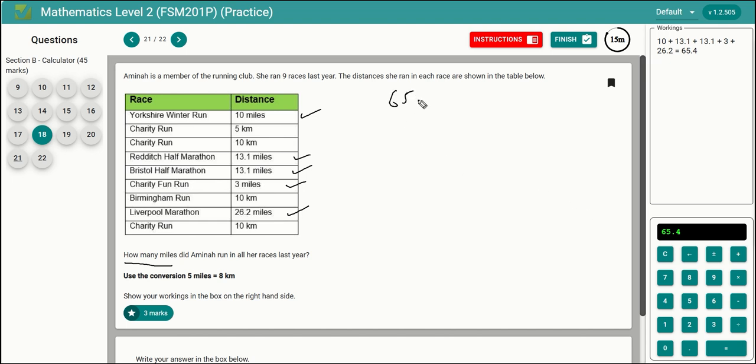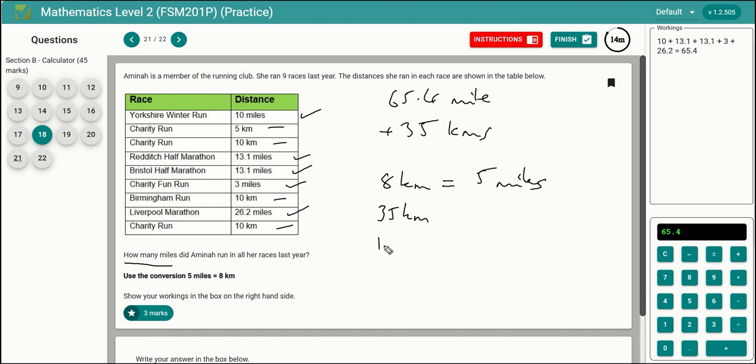Okay, so that's 65.4 miles plus how many kilometres? So can we do this in our heads? 5 plus 10 is 15, 25, 35, plus 35 kilometres. So we just need to convert 35 kilometres into miles. So we know that 8 kilometres is 5 miles, and we want to convert 35 kilometres. Okay, well, if it was 16 kilometres, that'd be nice and easy, because that would be double the number of kilometres, so it'd be double the number of miles, so that'd be 10 miles.